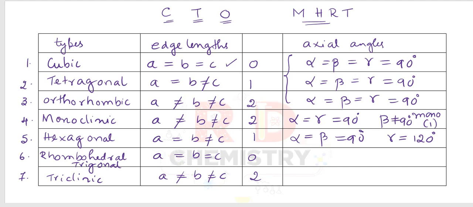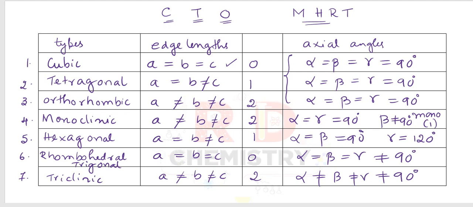Next one, rhombohedral: alpha is equal to beta is equal to gamma but not equal to 90 degrees. Last one, triclinic: remember alpha not equal to beta not equal to gamma. None of the axial angles are equal to each other and not even equal to 90 degrees. Got it? Right?